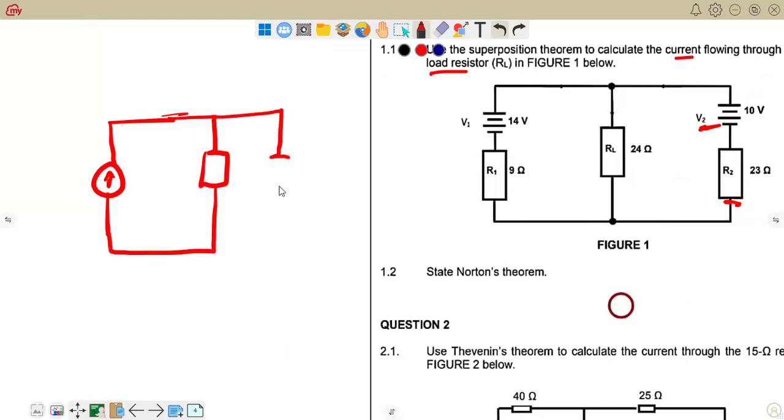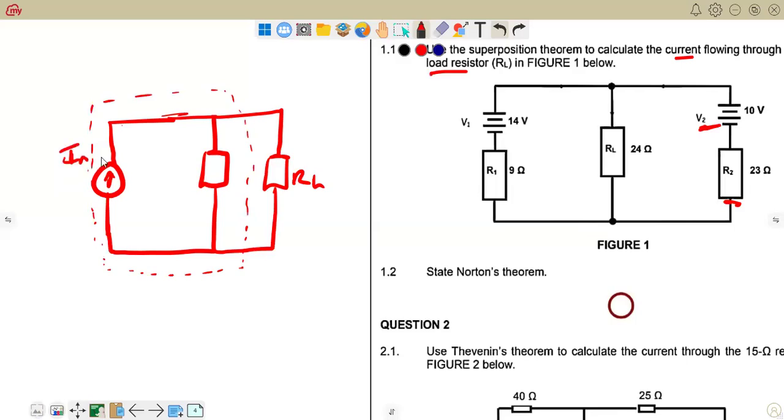So considering or assuming this is our load resistance here, we call this Norton's equivalent circuit. In Norton's equivalent circuit, we have to include what we call I Norton, the Norton's current, and it will also have to consist of what we call R Norton, that's Norton's resistance. So this is now serving as our R Norton, and this is now serving as our I Norton. I will not go into much detail as the question is not asking much about that. So let's quickly go on to the next question.